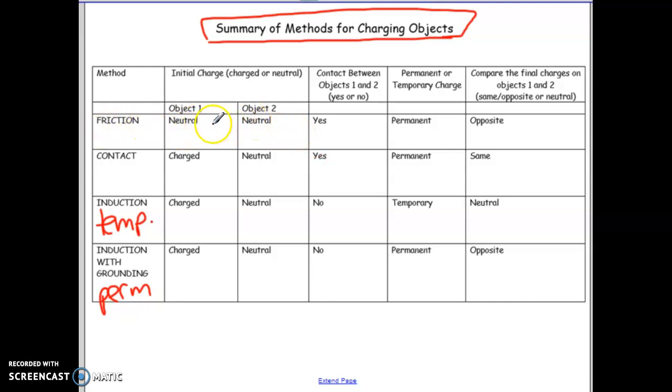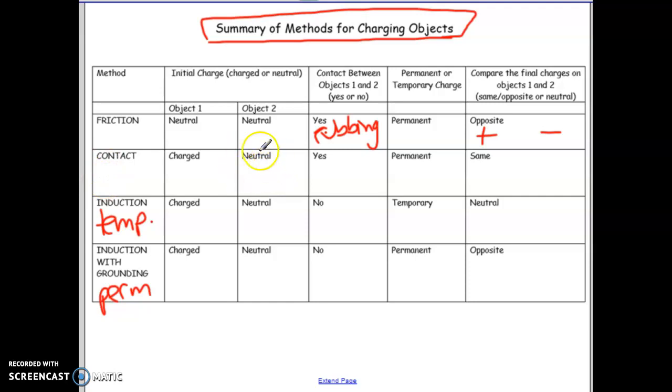So friction, we start off with both objects being neutral. The initial charges are neutral. Is there contact? Yes. With friction, there is rubbing, right? So you're rubbing one object with another. The charge after you have friction occurring is permanent, and they are opposite. One object will become positive, the other object will become negative, because electrons are lost from one item and gained in another.